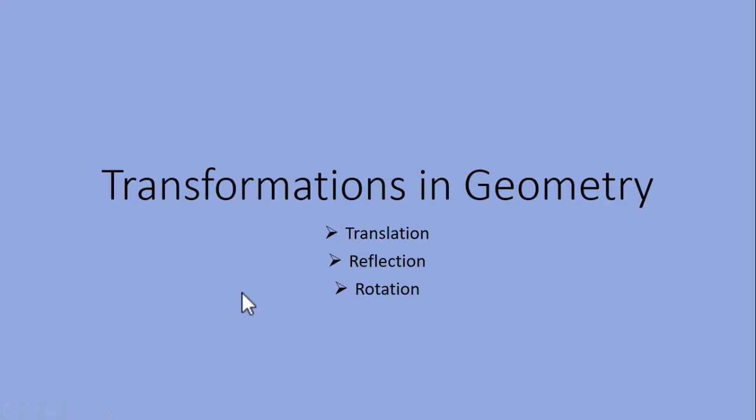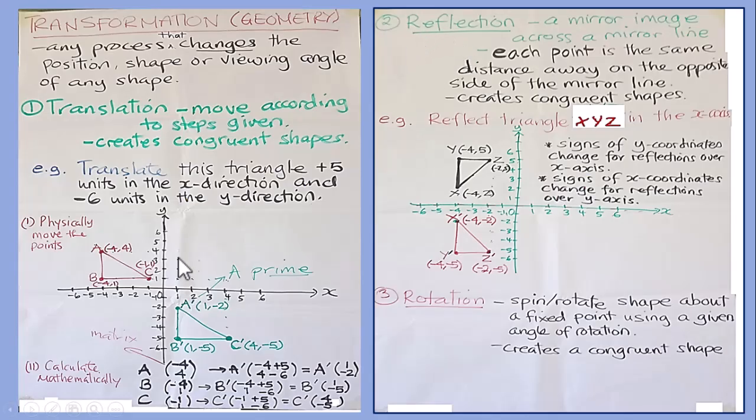Hello again, people. We're back again to talk about transformations in geometry, and this time we're going to talk about reflection, the second type of transformation. Reflection is a mirror image across a mirror line, just like when you look into a mirror, you see your image on the other side of the mirror. For shapes, it's the same thing. A reflection is a mirror image across a mirror line.